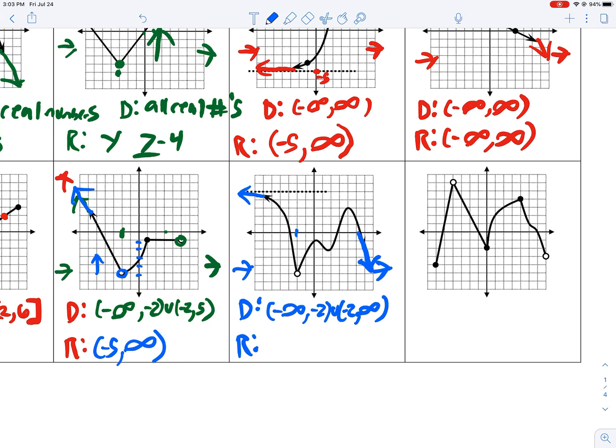Again, you're going to use the unions when there's breaks in the domain, right? When you have to skip numbers on the graph. And for us, most of the time we're only going to skip 1, maybe 2 numbers, not too many. Range, right? So for the range, we're going to start and work our way up. Domain is left to right. Range is from the smallest to the largest number. So for most of it, it's bottom to top.